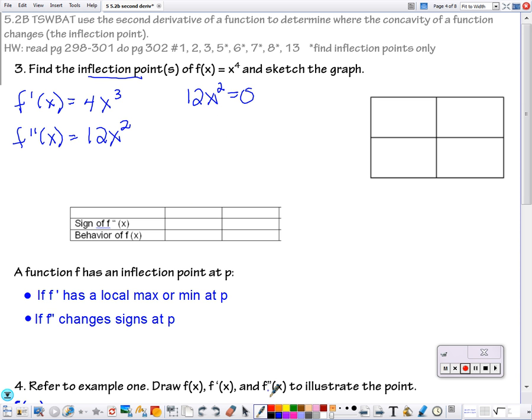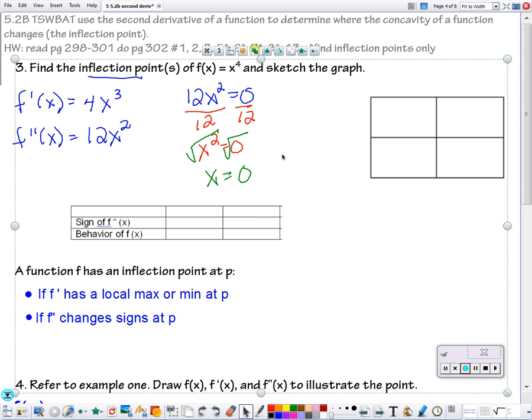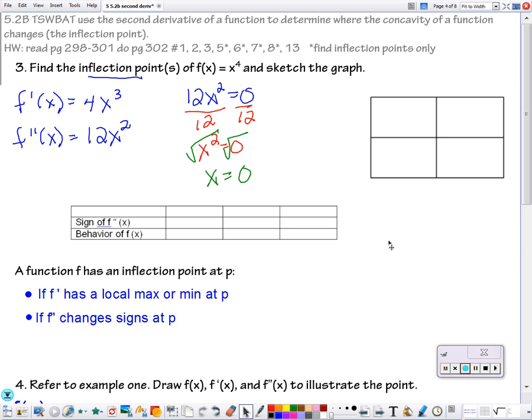Let's see. 12x squared equals 0, square root both sides, x equals 0. We actually need another box here, sorry about that. So x equals 0. The second derivative is 0, so maybe it's an inflection point. So here we have to look less than 0. Here we have to look more than 0.